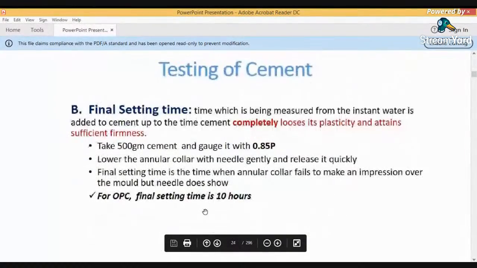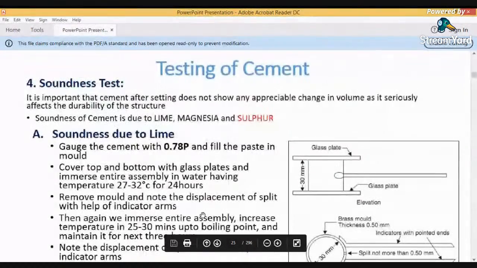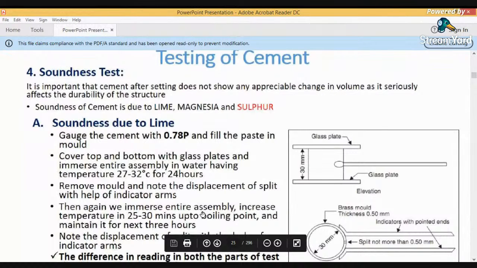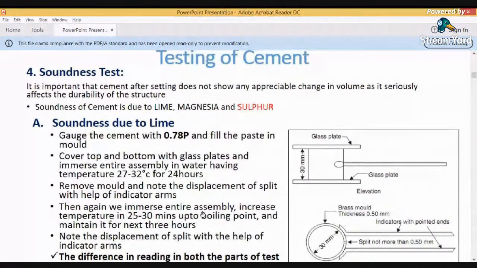Okay. Then soundness test. Soundness, I told you, is related to volumetric expansion and volumetric shrinkage. We have to measure the soundness of the cement because if the cement is unsound, when you use that cement in the construction of any structure, volumetric expansion due to temperature will cause appreciable cracks to form. Due to the formation of cracks, the structure will gradually weaken, and it will finally collapse.